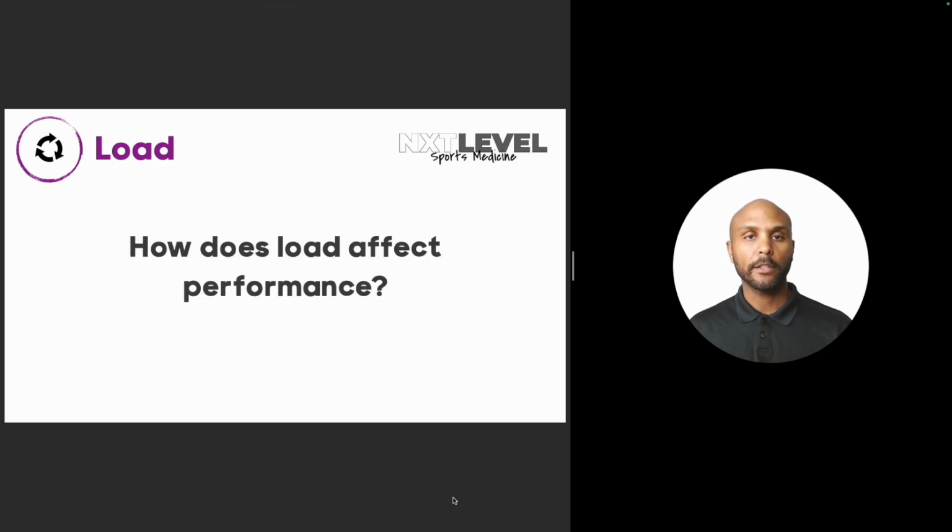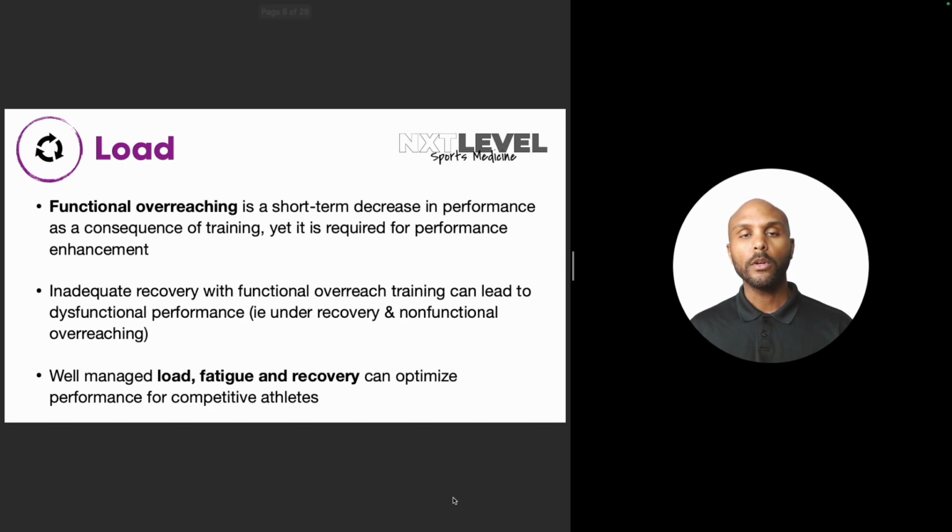So how does load affect performance is the next logical question that we want to look at. We really need to talk about something called functional overreaching. So basically what happens is your body undergoes a load, let's call it a workout or a competition, and right after that you do have a short-term time frame where your performance is going to decrease a little bit. That happens to everyone. You work out, you're tired, you're fatigued. Everyone's going to have a little decrement due to the training or due to the competition. But we need that stimulus.